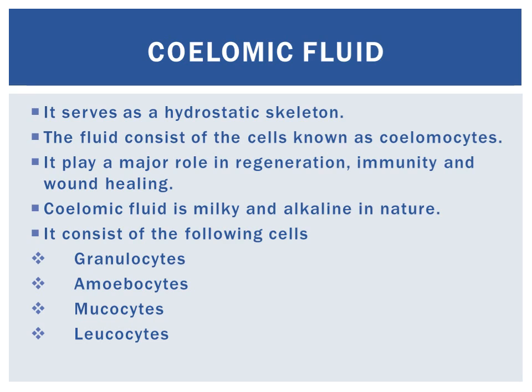Okay, then it consists of the following cells. Coelomocytes, commonly, the cells we mentioned. What are the types of cells in the coelomic fluid, right? The first cell is granulocytes, the next one amoebocytes, the third one mucocytes, and the fourth one leukocytes. These are the four types of cells present in the coelomic fluid.